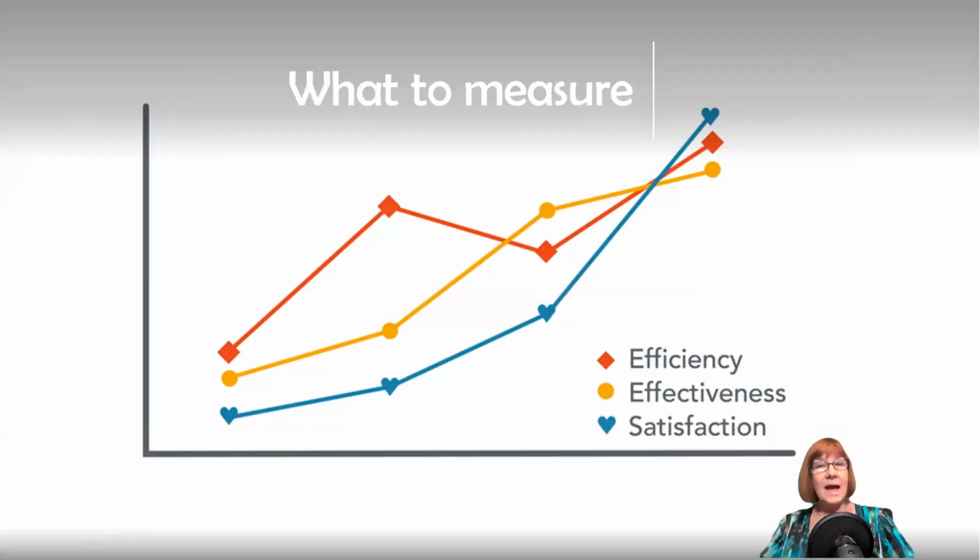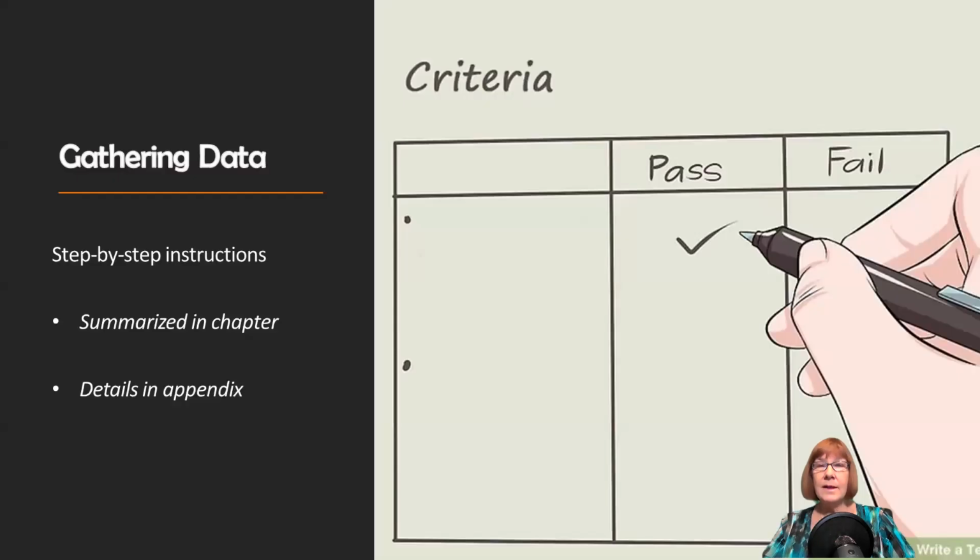So you want to tell them exactly what they need to measure. Are they measuring the savings? Are they measuring people's attitudes towards them? And you want to give them step-by-step instructions on how they should gather the data. Now, you want to summarize that in the chapter. In the appendix, you might actually want to give them the form.